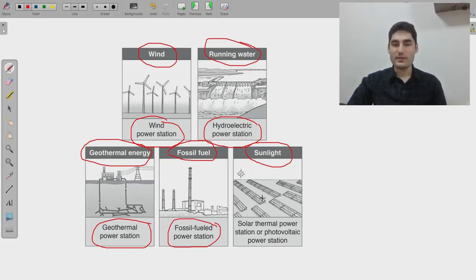Do you remember these? We have this solar thermal power station. Or it has another name, photovoltaic power station. It has two names, but we can say solar thermal power station. So this is for the sunlight.